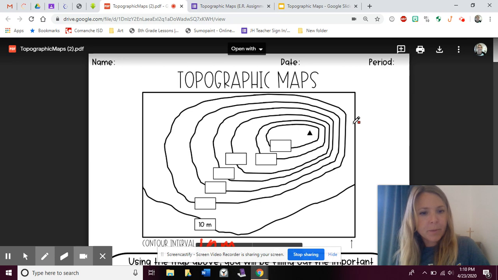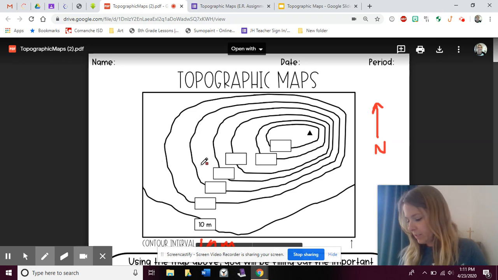Number two, draw a compass for your map. So let's just make up north, okay? So this would be the north side of the mountain. This would be the east side of the mountain. This would be the south side of the mountain. This would be the west side of the mountain.